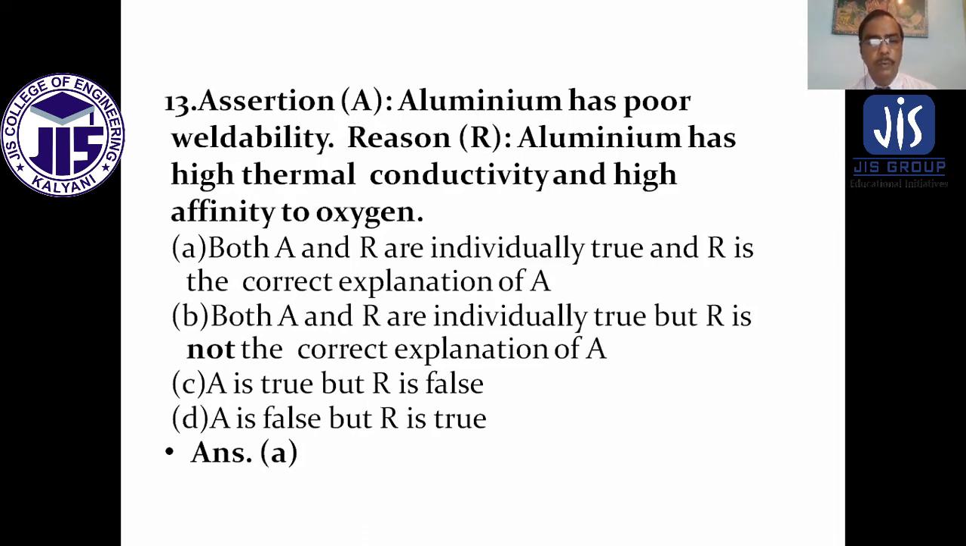Aluminum has poor weldability is correct. Connecting to the reason, aluminum has high thermal conductivity, that is also true, and high affinity to oxygen is true. So both A and R are individually true, and R is the correct explanation of A. So the answer is A.